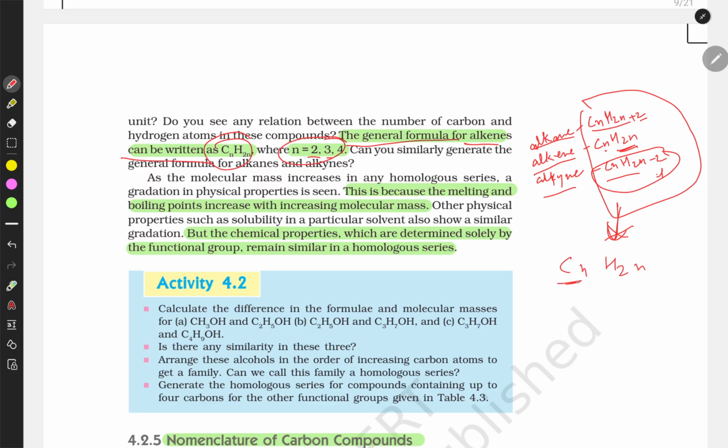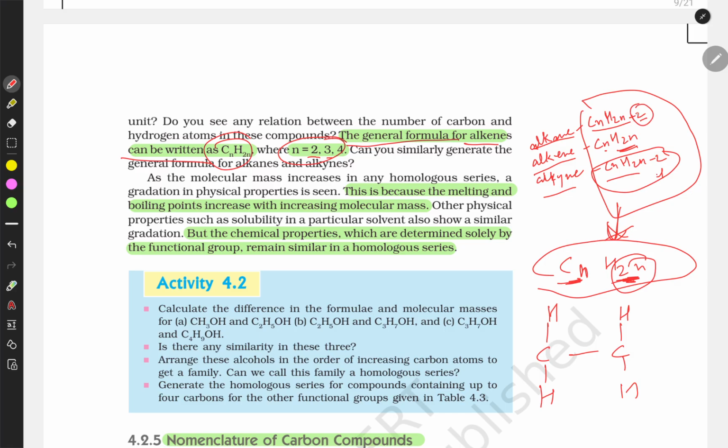Here, C is the carbon and n is the number of atoms. If carbon has n atoms, then hydrogen will have twice that number. Suppose there are 2 carbon atoms, then hydrogen must be twice that, so 4 hydrogen atoms are formed, and this is what CnH2n represents.